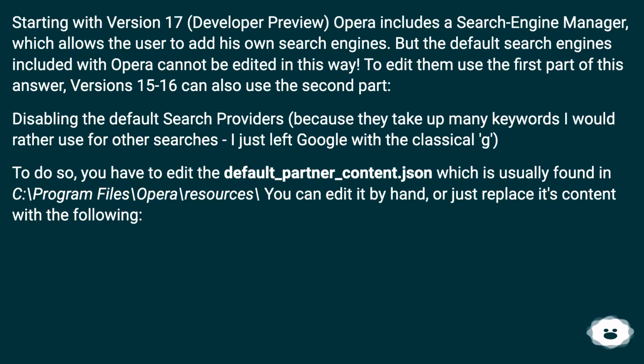Disabling the default search providers, because they take up many keywords I would rather use for other searches. I just left Google with the classical G. To do so, you have to edit the default_partner_content.js, which is usually found in /Program Files/Opera/resources/. You can edit it by hand, or just replace its content with the following.